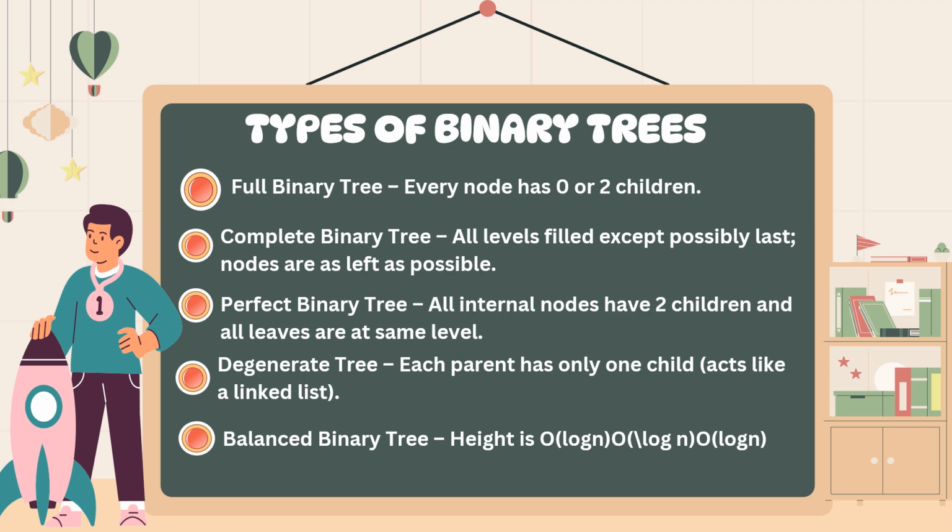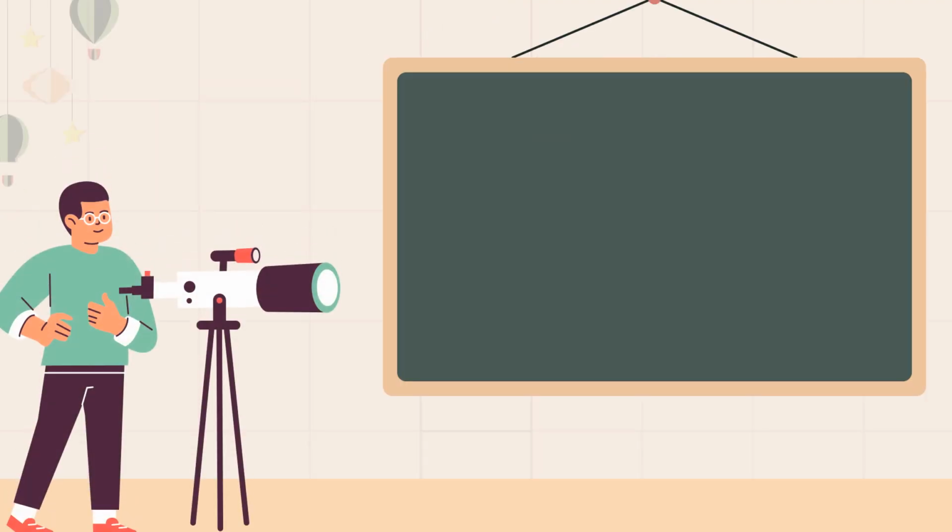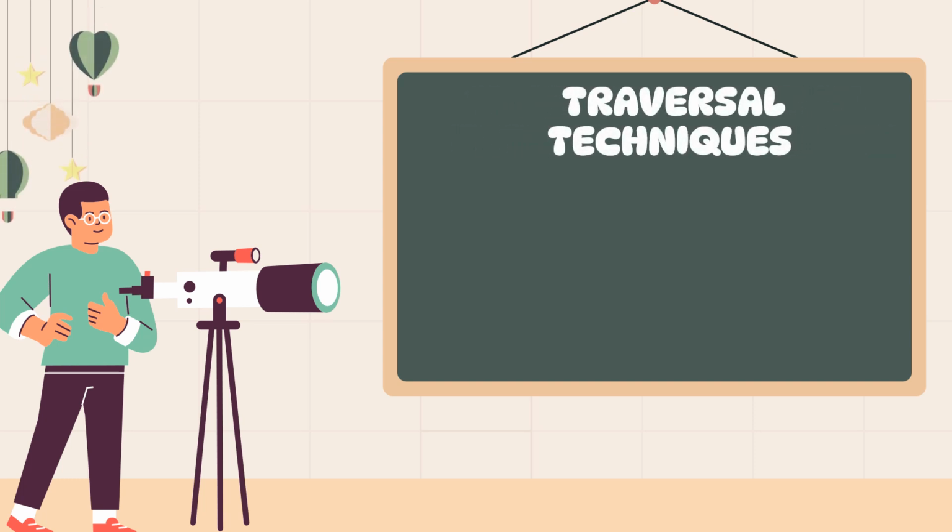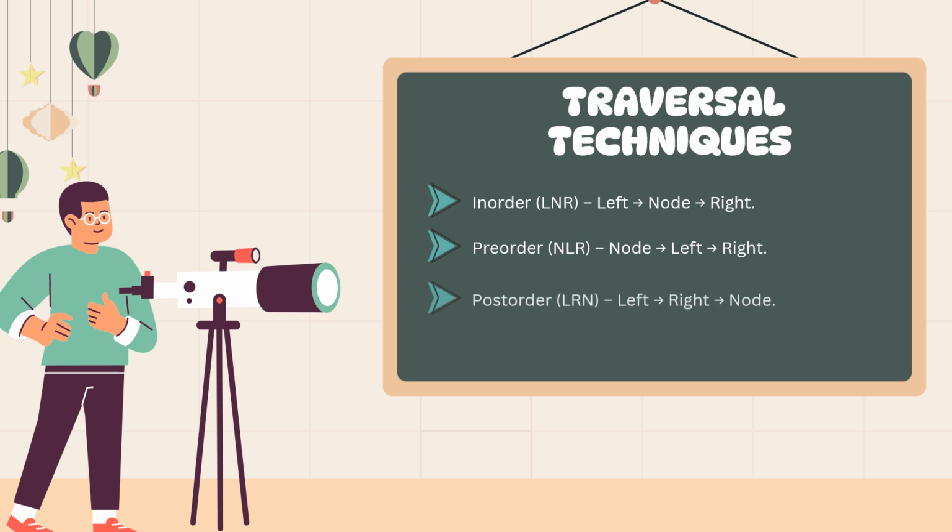These types matter because they affect performance. Some trees are very efficient for searching, while others can become slow if they are not balanced. Now we move to traversal techniques. First, in-order, second, pre-order, and third, post-order. First, in-order: left, node, right, in short LNR. Second, pre-order: node, left, right, in short NLR. And the third, post-order: left, right, node, in short LRN.